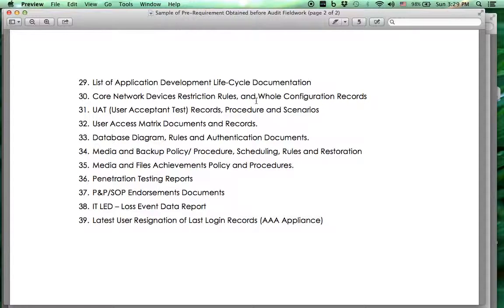They make sure that the change management is proper. They have the change control and version control. So you need to obtain a configuration record for any activity related to the change.